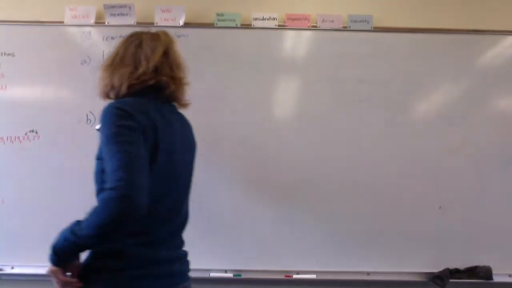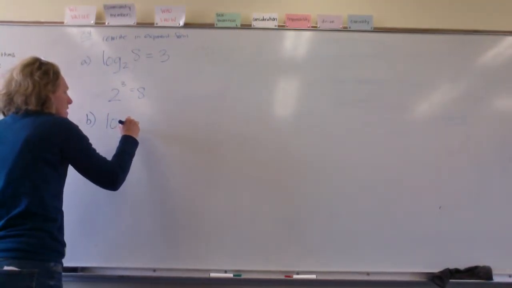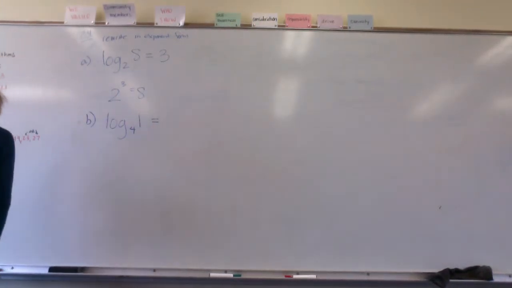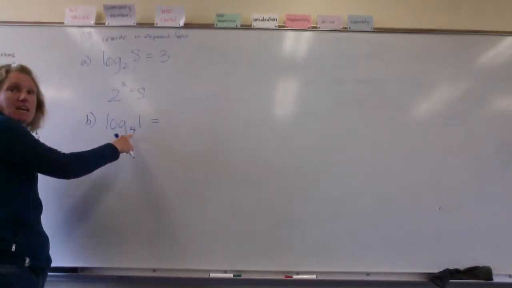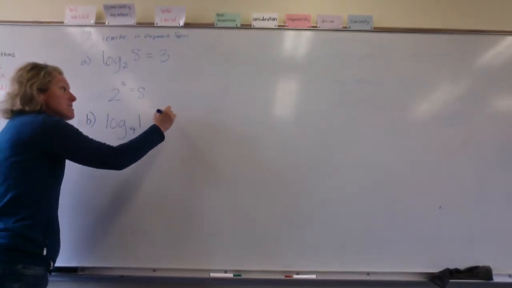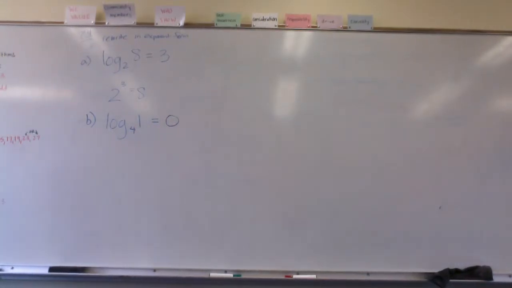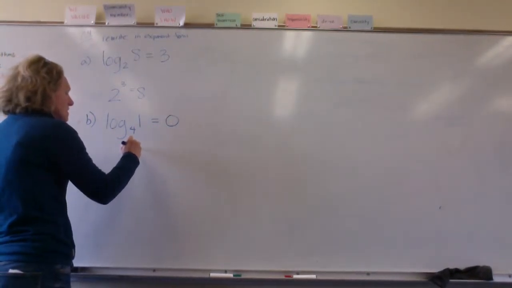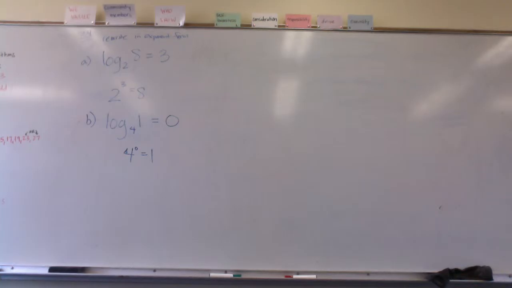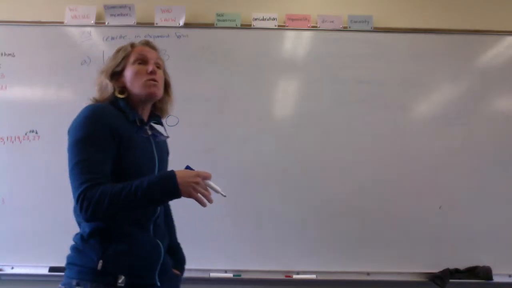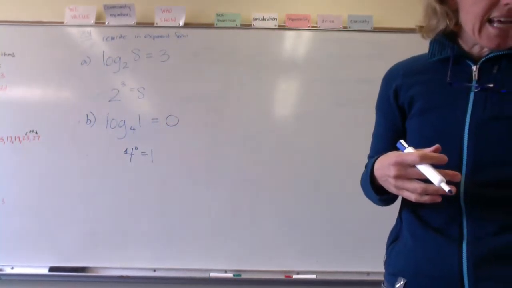So this is sort of the next step, but you guys can tell me what should go here. So what is this saying? 4 to the 0 equals 1. Awesome. And so yes, if I were to rewrite this, 4 to the 0 equals 1. So if you can interpret a log, you're in awesome shape. So you will practice evaluating logs.